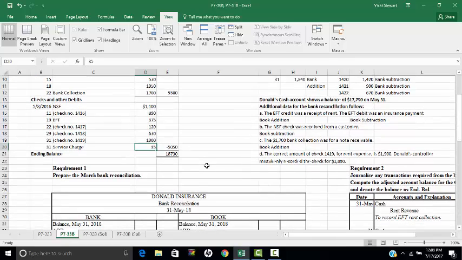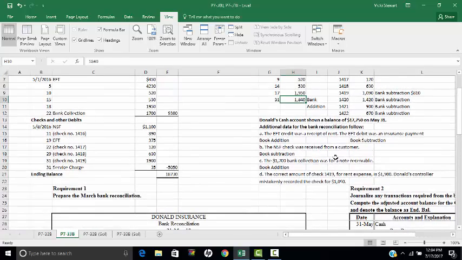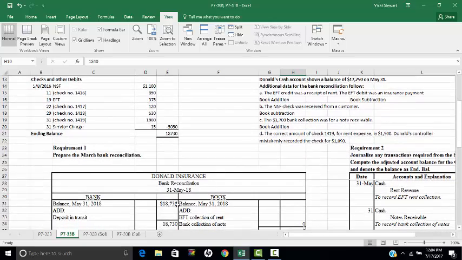Now the first side I usually do is going to be the bank side. We start out with the balance that we are given on the bank statement, which is $18,730. Then the next thing that we want to list is our deposits in transit. If you remember, we had $1,840 as a bank addition for a deposit in transit. So we're going to record that amount.